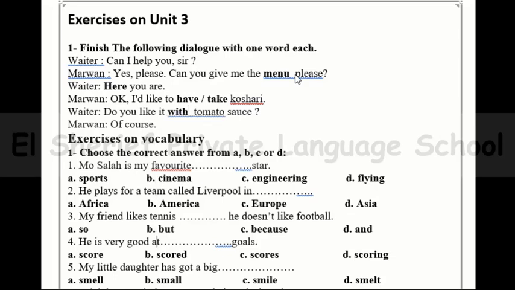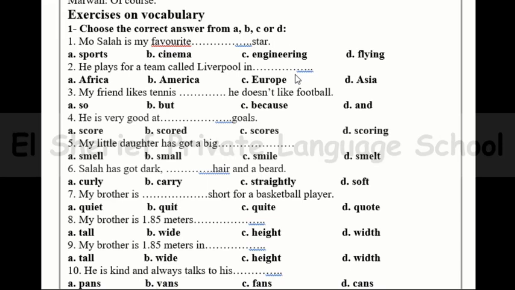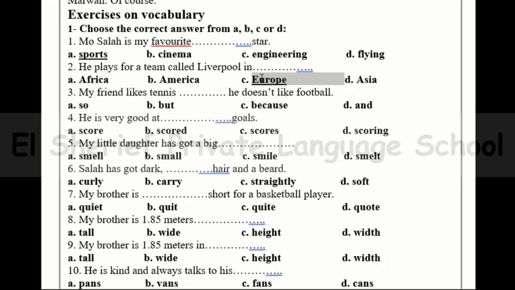Now let's move on to exercise 2, and it's on vocabulary. Choose the correct answer from A, B, C, or D. Number 1, Mo Salah is my favorite star. Sports, cinema, engineering, or flying. And now we are going to take your 3 seconds. And yes, the answer is: Mo Salah is my favorite sports star. Now let's move to number 2. He plays for a team called Liverpool in Africa, America, Europe, or Asia. So, yes, the answer is Europe. He plays for a team called Liverpool in Europe.